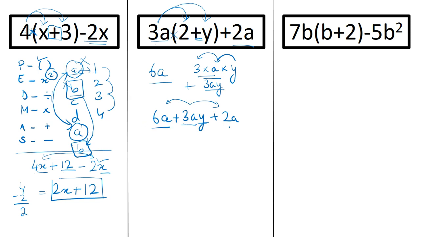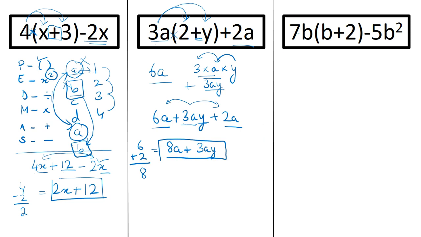But 6a and 2a, they both belong to the category A or the letter A, so they're from the same family, which means I can simply do 6 plus 2, and 6 plus 2 gives me 8, and a just stays the way it is. So 6a plus 2a means I have 8a. Now 8a plus 3ay I can just write it down the way it is, and my final answer is this long equation that says 8a plus 3ay.